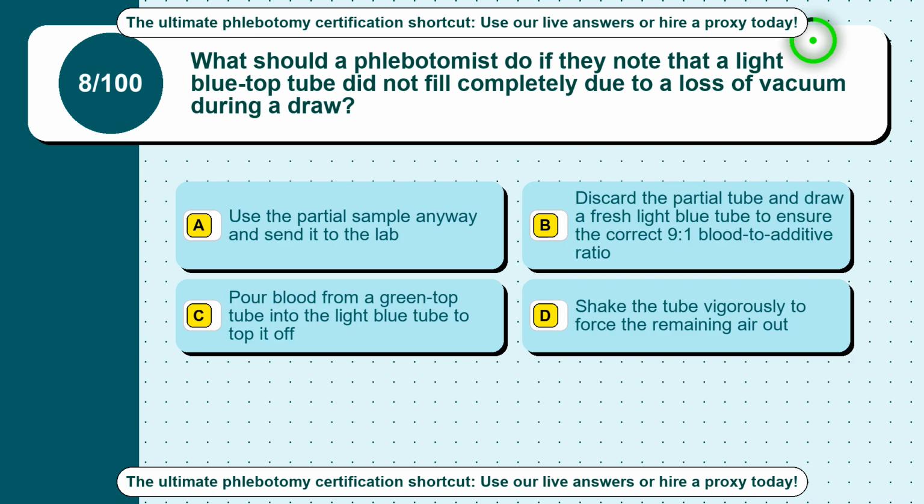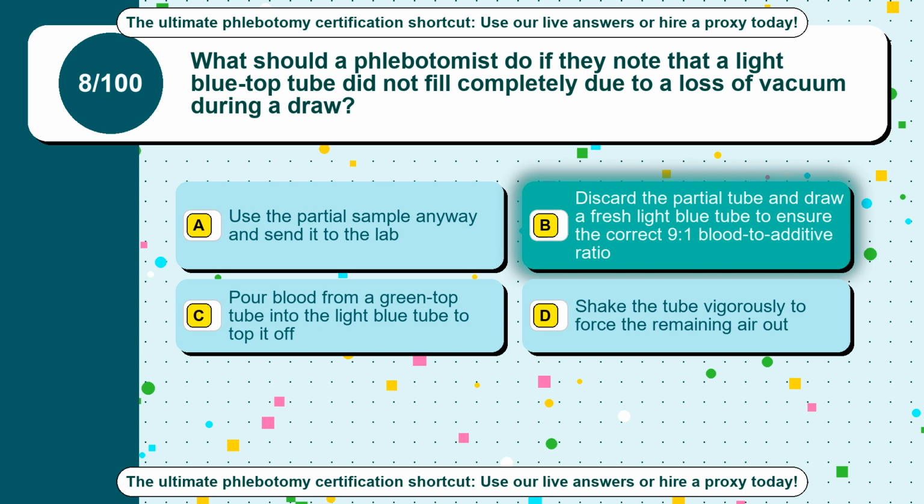What should a phlebotomist do if they note that a light blue top tube did not fill completely due to a loss of vacuum during a draw? Option A, use the partial sample anyway and send it to the lab. Option B, discard the partial tube and draw a fresh light blue tube to ensure the correct 9:1 blood to additive ratio. Option C, pour blood from a green top tube into the light blue tube to top it off. Option D, shake the tube vigorously to force the remaining air out.